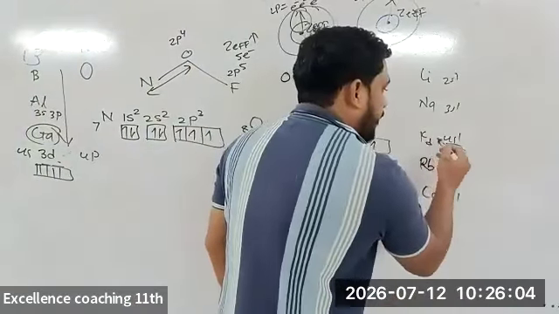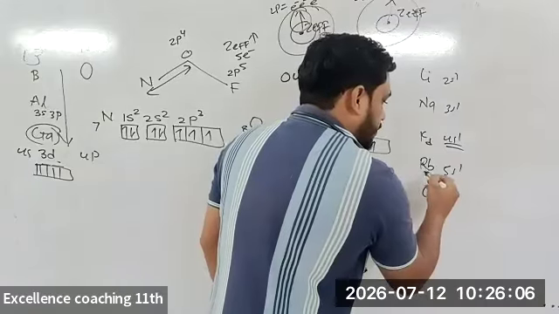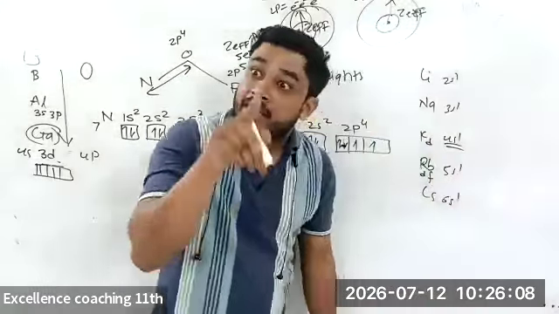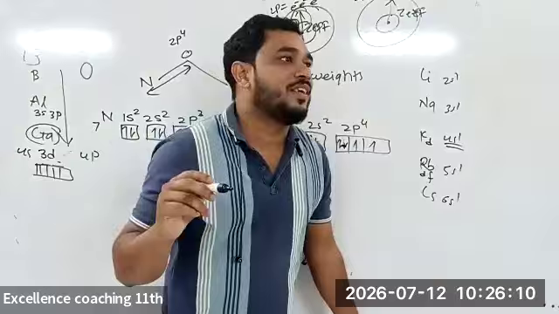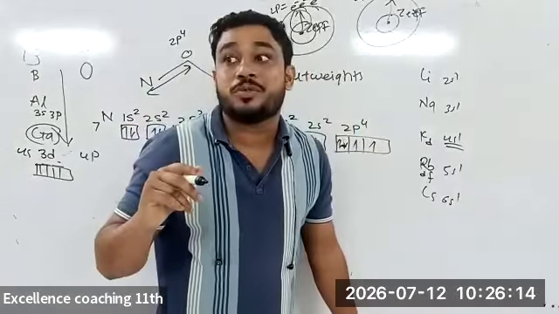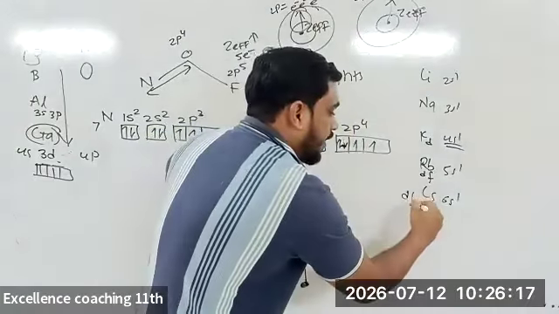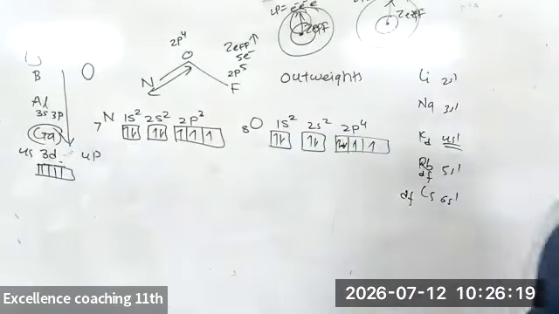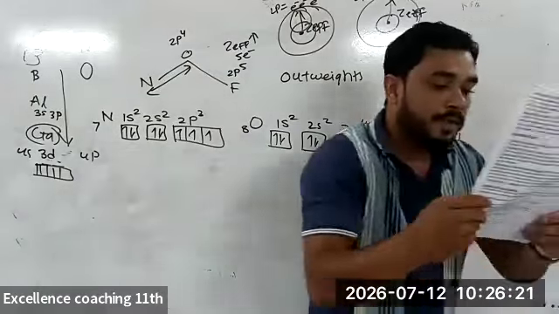When the fourth shell comes, d electrons come here. Here also, in the fifth shell, d and f electrons come. D as well as f electrons also show poor screening. Understood? D as well as f electrons show what? Poor screening. So see the graph.